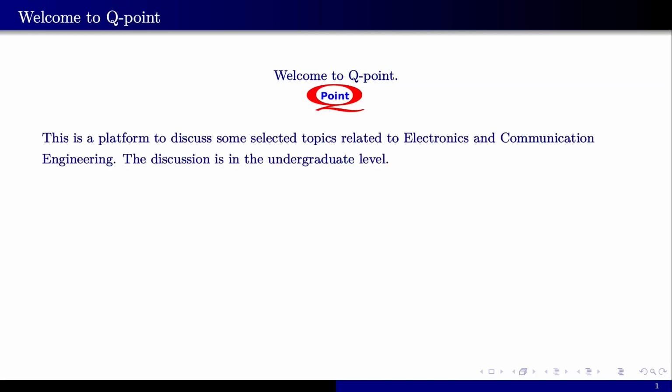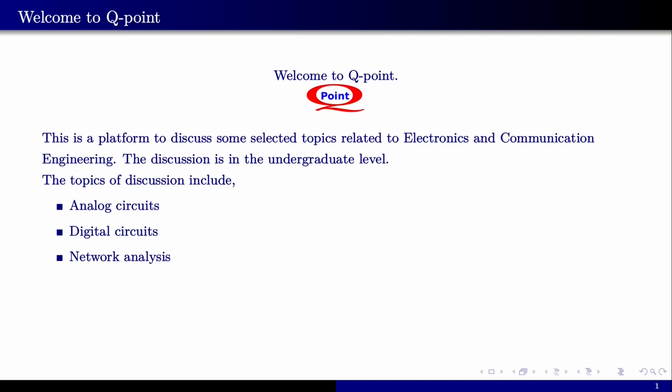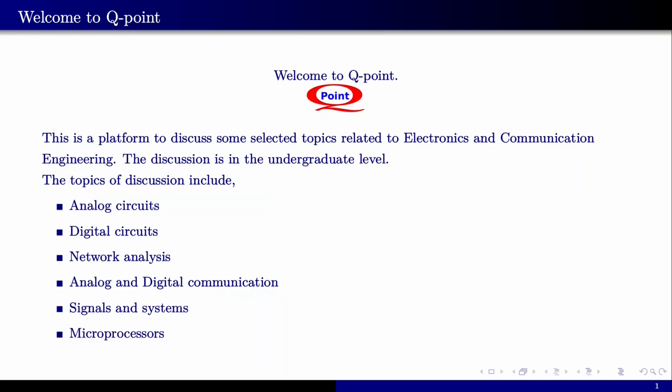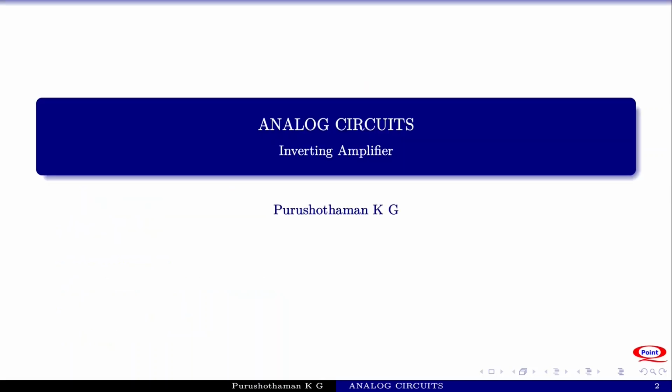This is a platform to discuss some selected topics related to electronics and communication engineering. The discussion is at the undergraduate level. The topics of discussion include analog circuits, digital circuits, network analysis, analog and digital communication, signal systems and signal processing, microprocessors, etc. The current lecture is on analog circuits. First, we discuss the inverting amplifier.